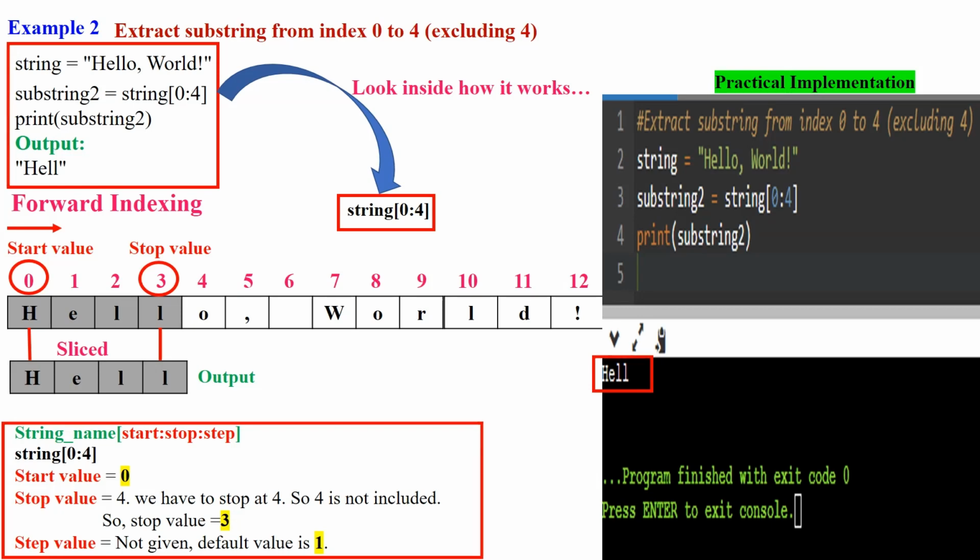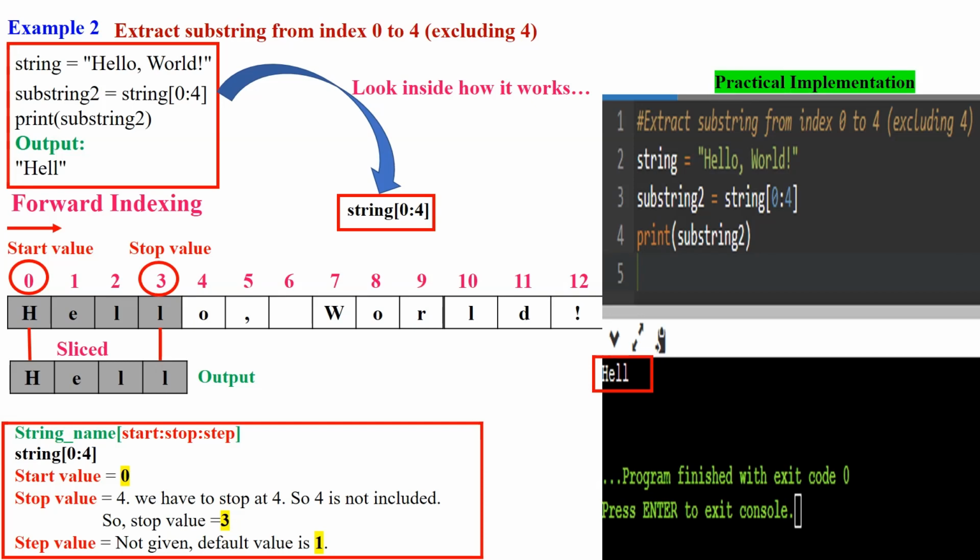In this case, the indices used are 0:4, which means the substring will start from index 0 and go up to, but not including, index 4. Look at the syntax of string slicing at the bottom. Syntax is string_name[start:stop:step]. Here, in string[0:4], the start value is 0, the stop value is 4. We have to stop at 4, so 4 is not included. So, the stop value is 3.